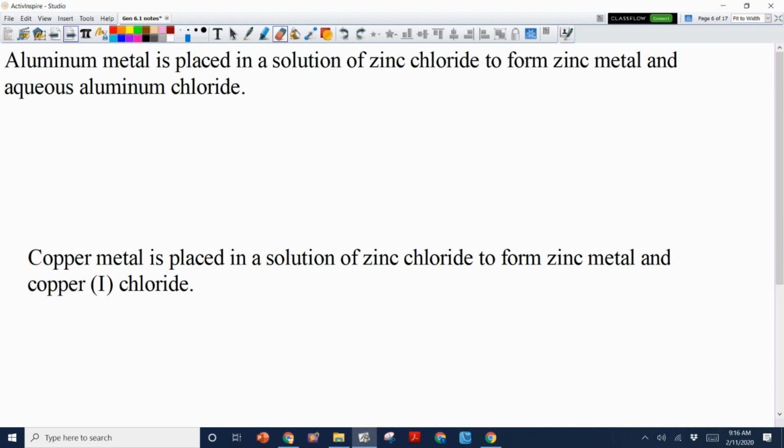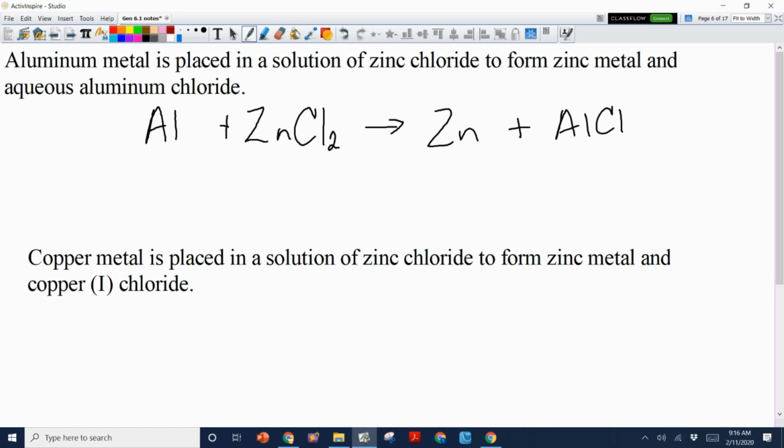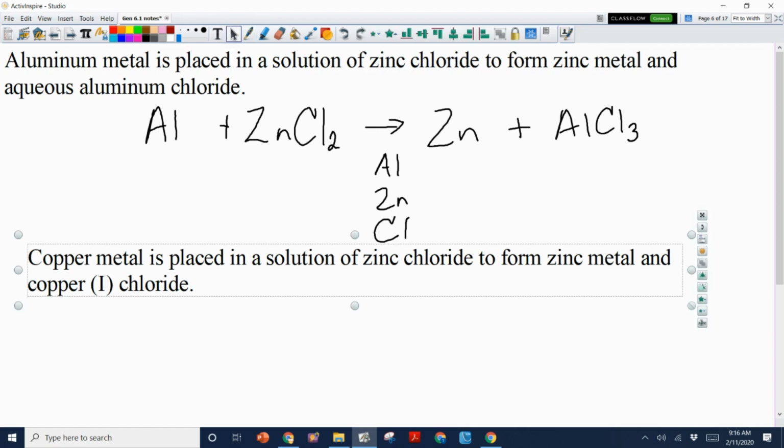All right. So aluminum metal is placed in a solution of zinc chloride to form zinc metal and aluminum chloride. All right, so we have aluminum, zinc, and chlorine. I'm going to move this down right here.